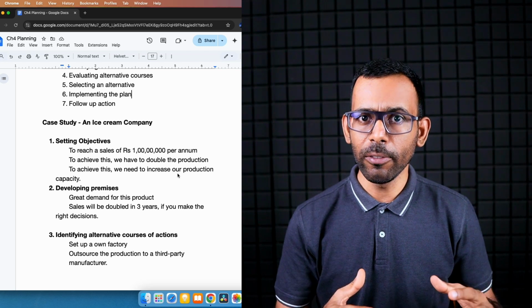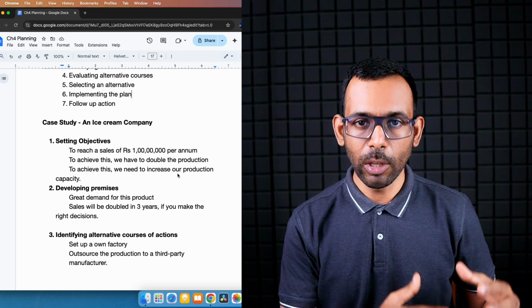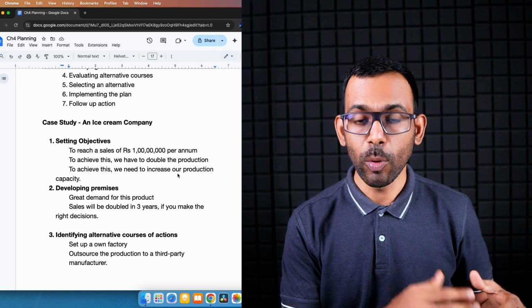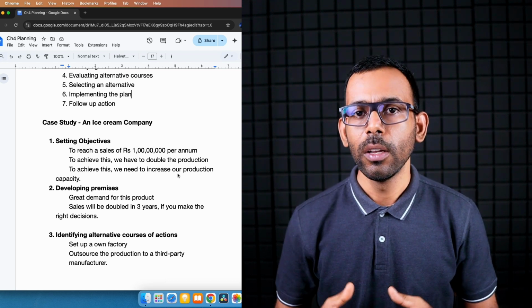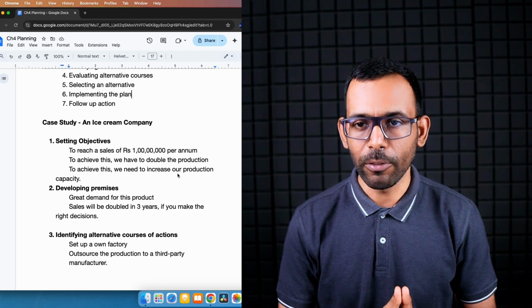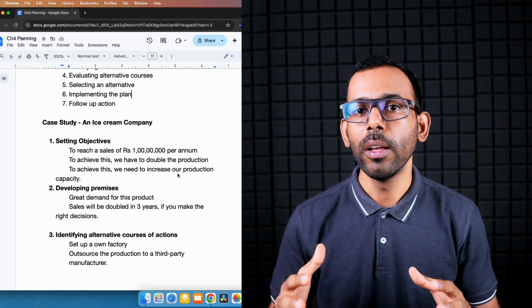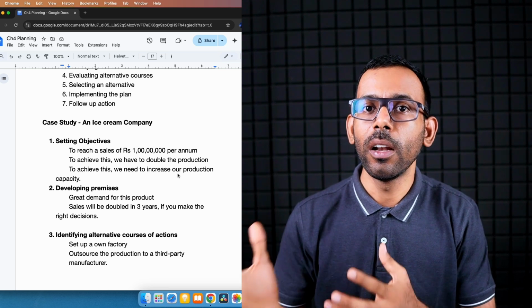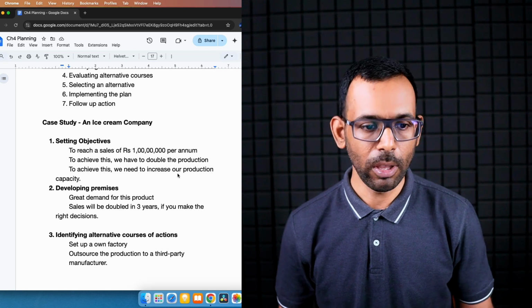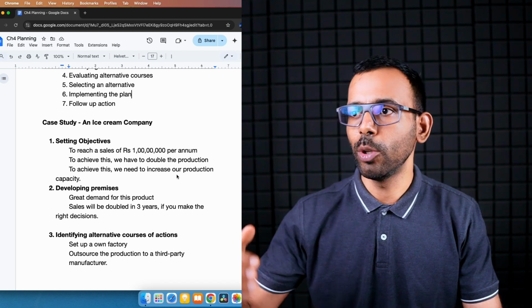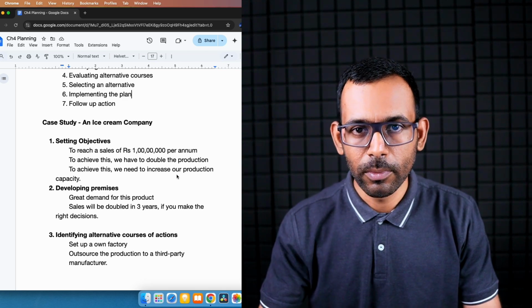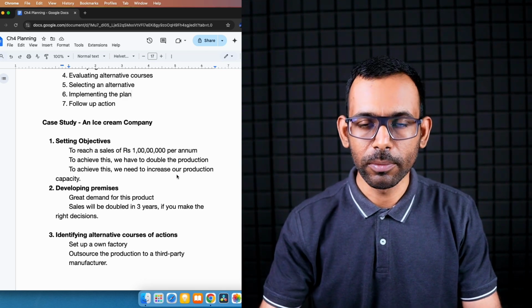Now, if I have a demand of 1 crore rupees per annum worth of sales, then shouldn't I double my production capacity? That means I have to consider what are all the ways in which I can double my production capacity. Okay, the obvious answer is, if you have to double the production capacity, you have to set up one more factory. Okay, so that's the final objective.